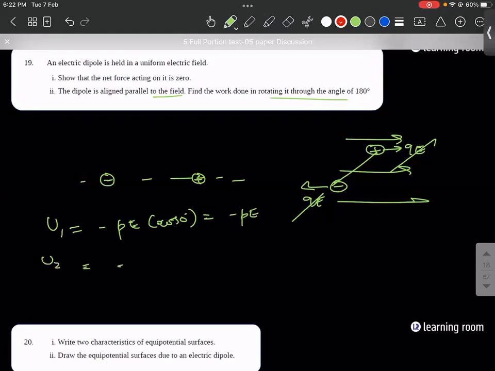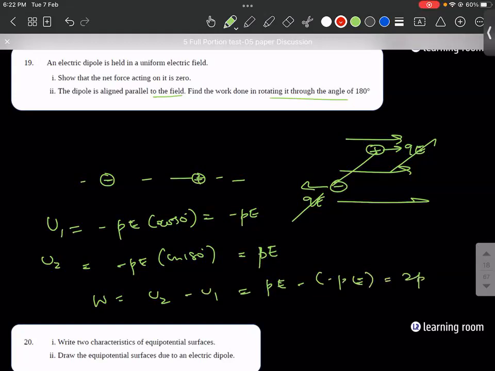This is U1. U2 is minus PE into cos 180, which will be plus PE. So work done is equal to U2 minus U1, so PE minus of minus PE. Answer is 2 PE. If you have written it as 0, it is wrong. So work done is 2 PE, and this is a very important question. Make a note of it.